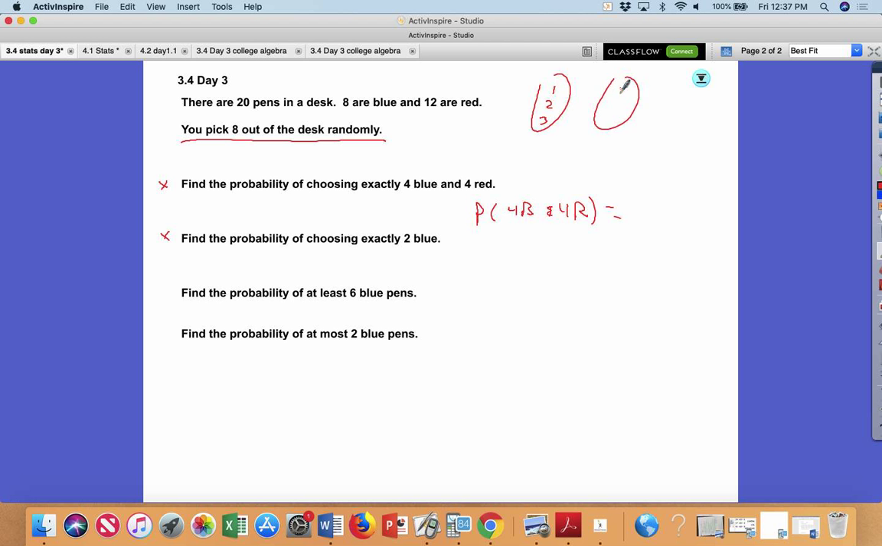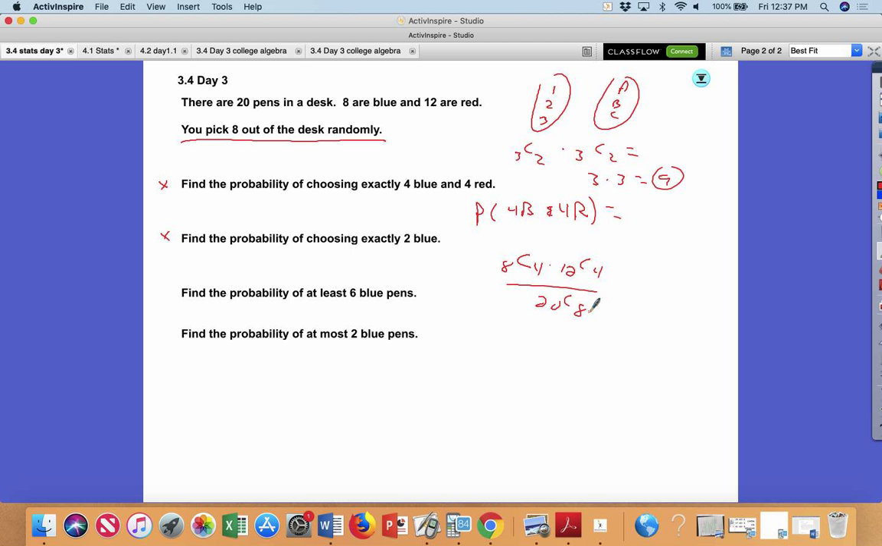Like yesterday, didn't we say that if we wanted to choose 4 total symbols, and 2 of them were from there, and 2 of them were from there, then that would be the total number of ways that you could choose a group of 4 with 2 from the first group and 2 from the second group, right? So that's the same problem. You're choosing 4 from the first group and 4 from the second group, so the way you can do this is 8 choose 4 times 12 choose 4 divided by 20 choose 8.